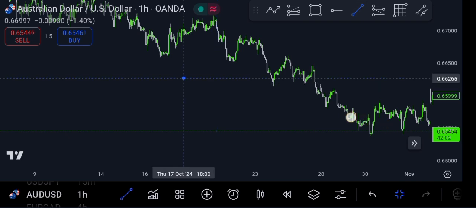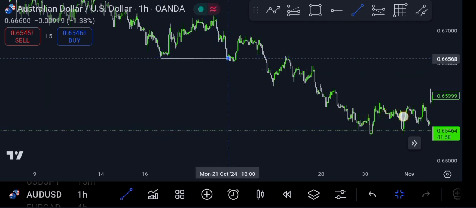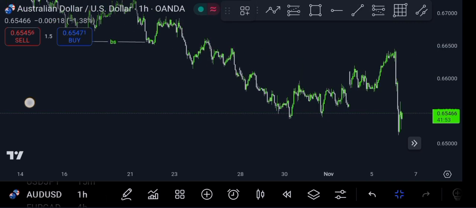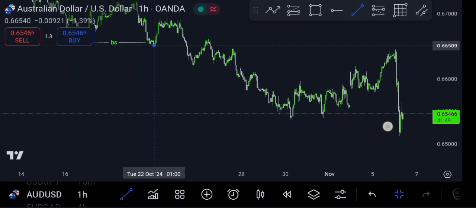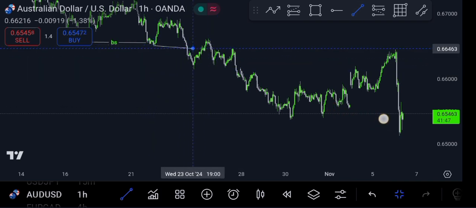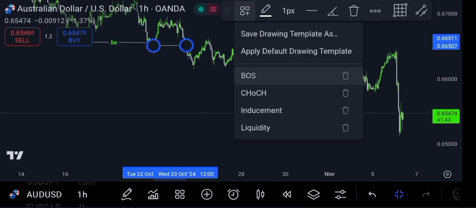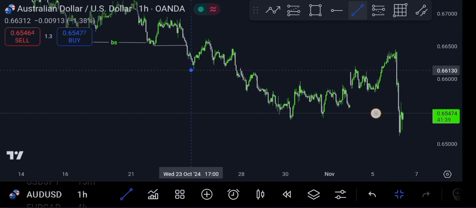This is a break of structure here. This is a break of structure here. And after marking this break of structure, I also marked this. I also saw this as a break of structure here. This is also a break of structure here. And this is our last break of structure in the market, guys.